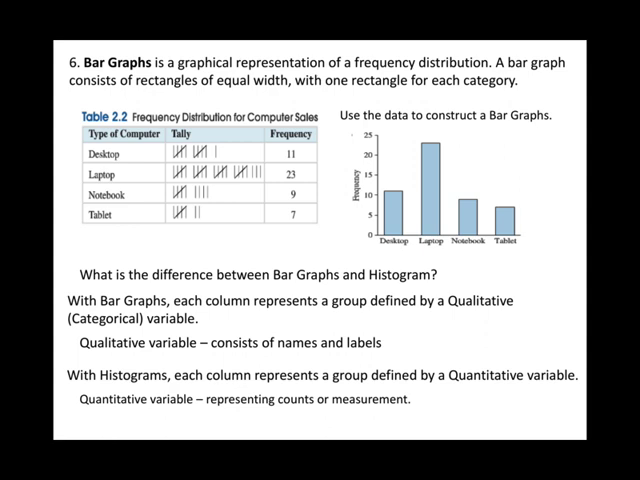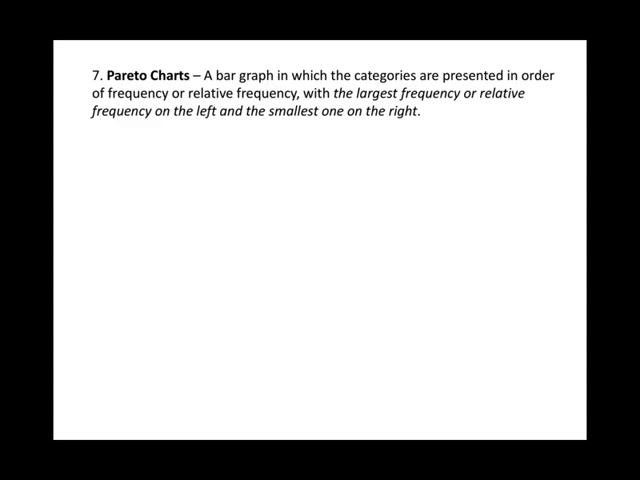Okay, number 7, Pareto charts. A bar graph in which the characteristics are presented in order of frequency or relative frequency, with the largest frequency or relative frequency on the left and the smallest one on the right. So this graph is similar to the bar graph, but we arrange it in descending order according to the frequency.